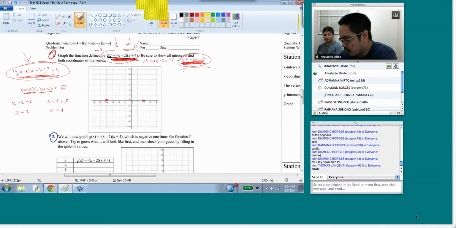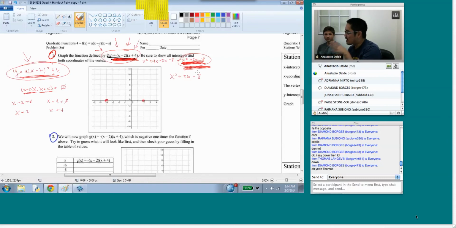Look at this form. It's the same thing as this equation, but look at this form. It has x squared plus 2x minus 8. And I haven't shown you anything really useful with that thing. But look at the sign in front of the x squared.